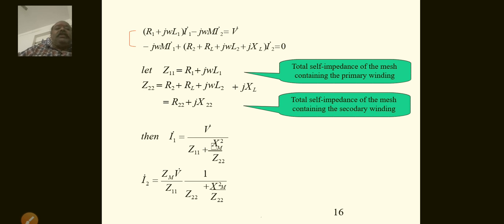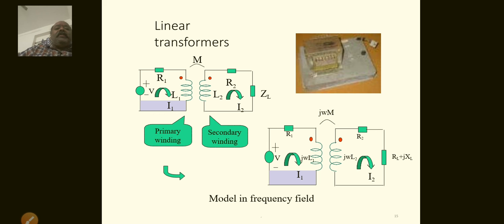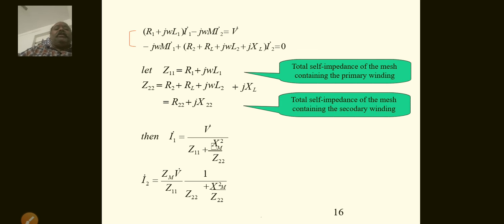And now the total self impedance of the mesh containing the primary winding. What is the mesh containing the primary winding here? R1 plus L1, these two, R1 plus jωL1. So therefore Z11 is equal to R1 plus jωL1.